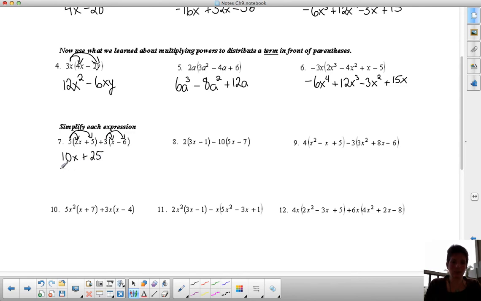And if you want to use that vertical plan like we tried on the Friday before break, you can. So positive 3x and negative 18. Notice I lined up like terms, and I just used a vertical format instead of a horizontal format. Either way is fine, because when I combine like terms, I'm always going to add. 10x plus 3x gives me 13x, and 25 and negative 18 should give me positive 7.